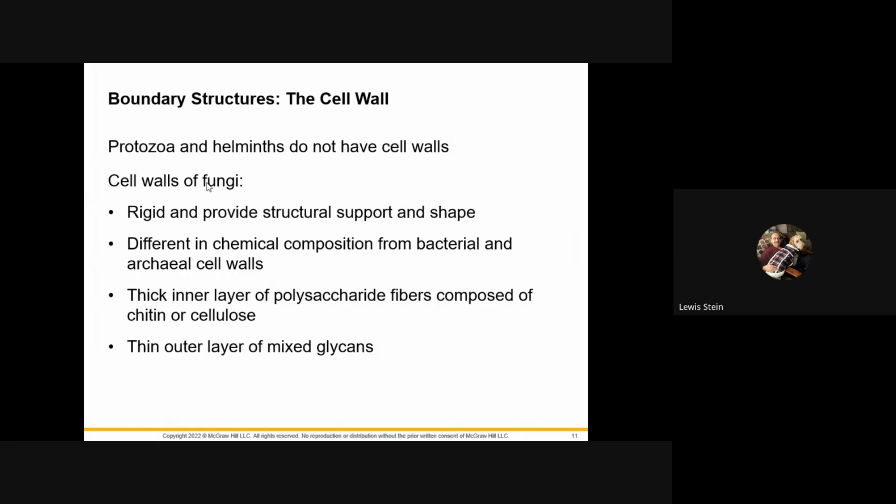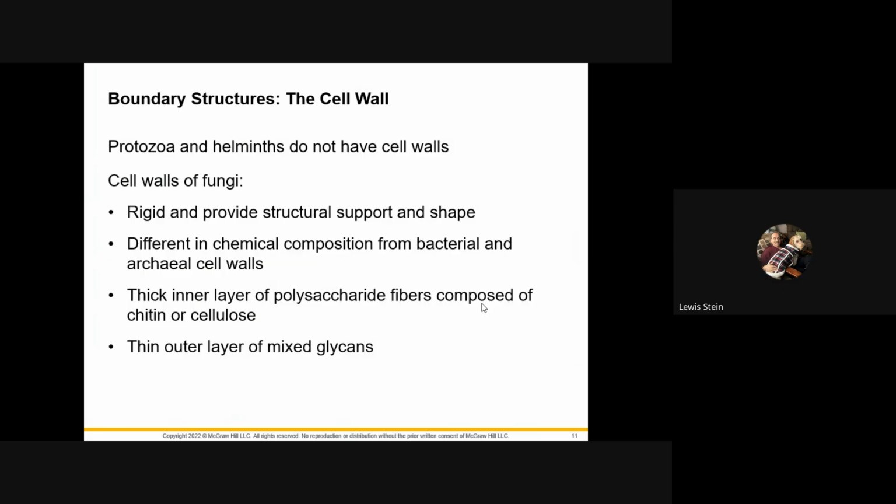So algae, water-based. Protozoans can be water or soil-based. Fungi, land-based. Fungi and yeast, things like that, mold, land-based. Of course, they get into the air, but that's different because when they're released, they can get into the air. Rigid and structural support, different chemical composition, different kinds of fibers that are there.